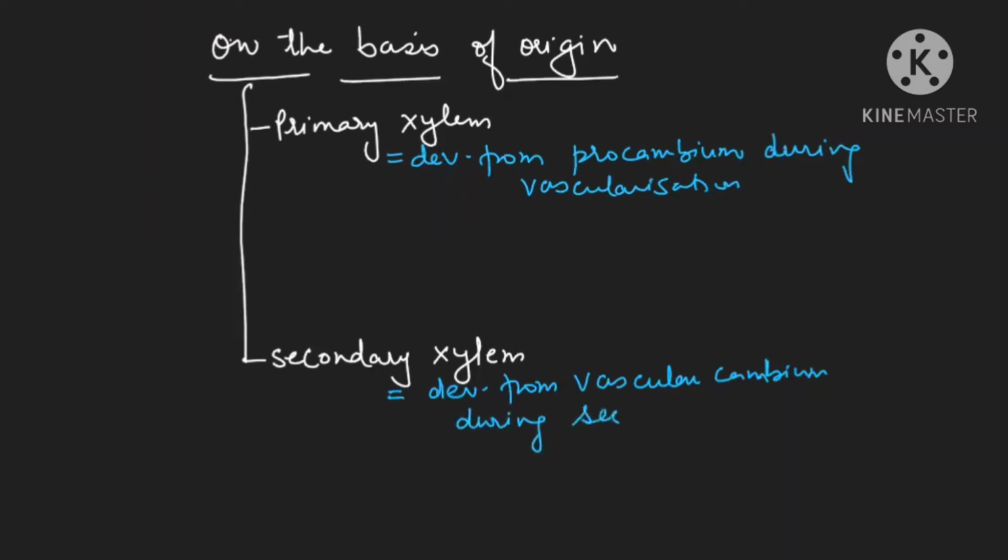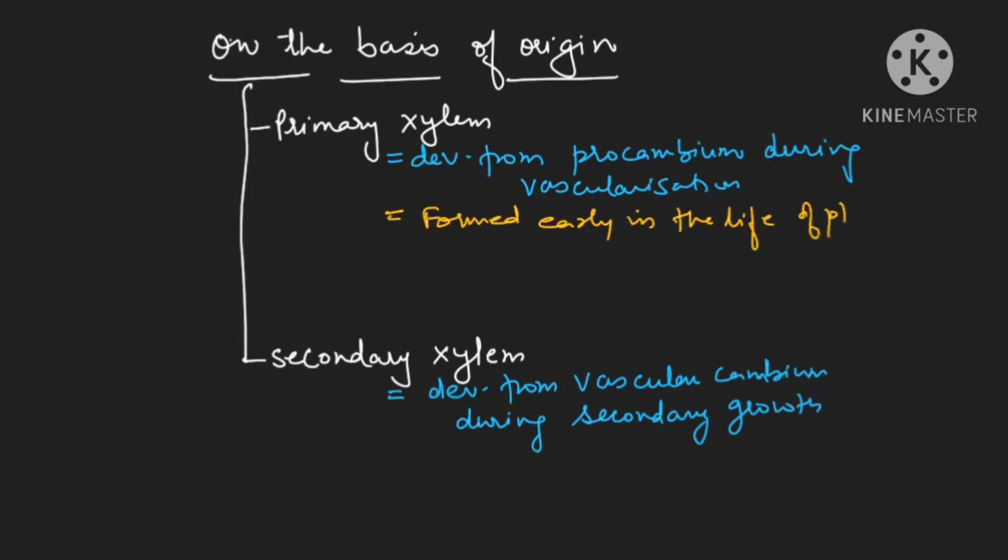So first of all, this is clear that when their origin is there, at what time their origin is going on. Second, the primary xylem is known as xylem which is formed early in the life of the plant. And this secondary xylem is developing when? At the time of secondary growth.